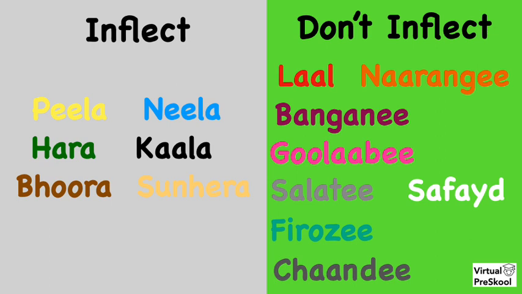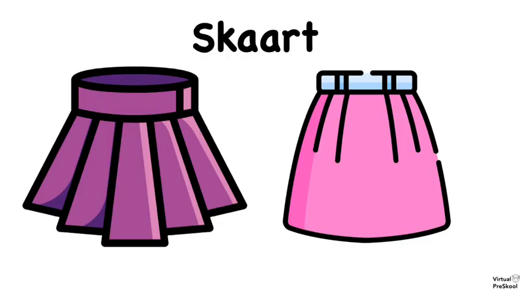For the color words that don't inflect, it doesn't matter whether the noun is pull or stri, because the color word doesn't change. So for example, if we want to say purple skirt, it's always going to be bangani skirt. There's no such thing as bangana. And the same thing for gulabi skirt, pink skirt. There's no such thing as gulaba. Those words never change. Remember we said that only the color words that end with an a sound inflect. The rest of them do not.